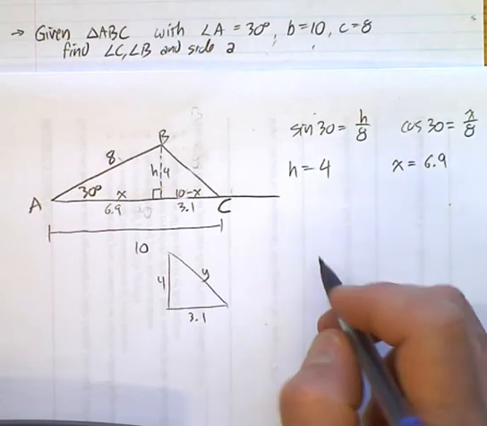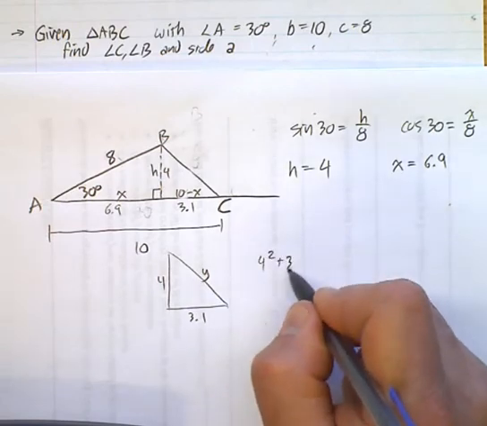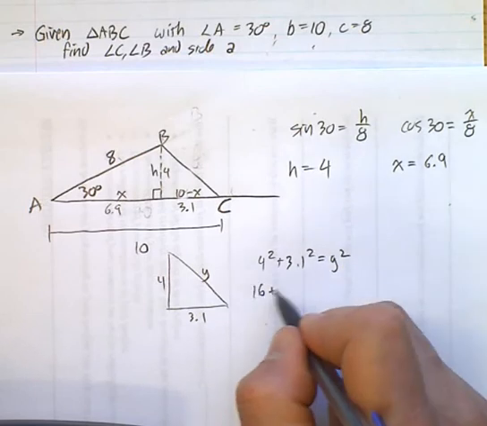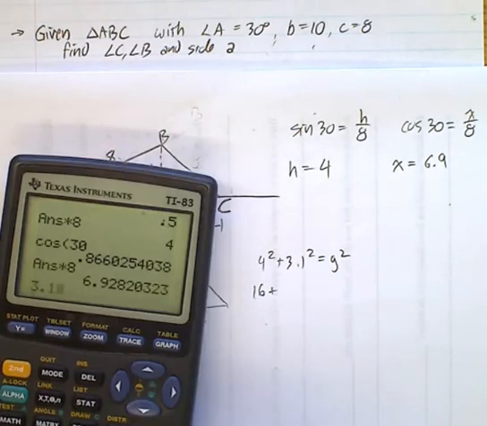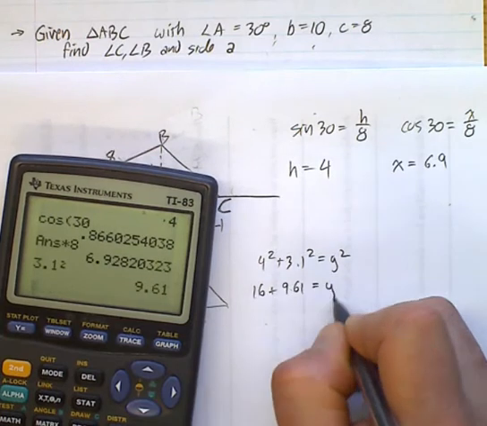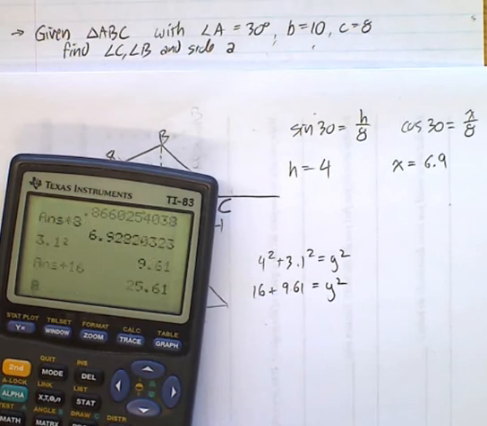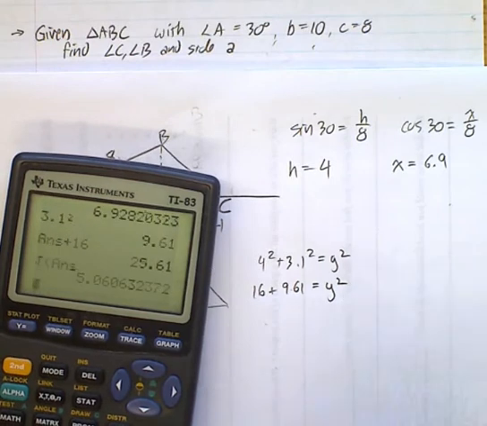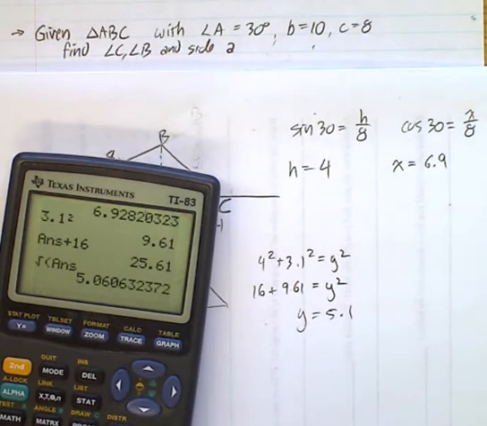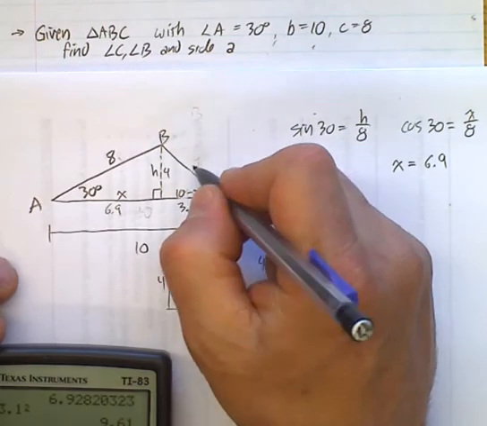By doing Pythagoras. So 4 squared plus 3.1 squared is equal to y squared. So 16 plus 3.1 squared, which is 9.61, is equal to y squared. Let's add 16 to that. Let's take the square root of it. That means that y would equal 5.1 now. Okay, so I've got this as being 5.1.